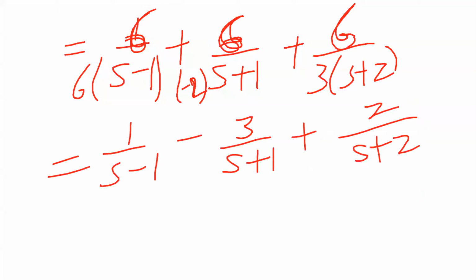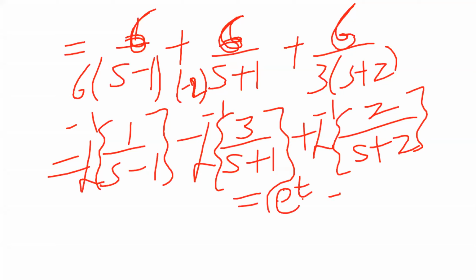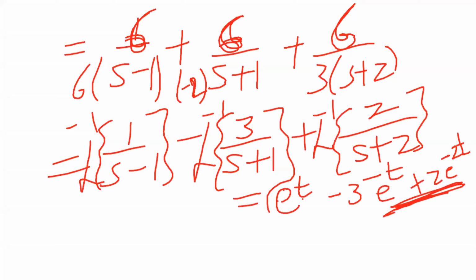Finally, we apply L inverse on the right side. Taking L inverse of 1 by s minus 1, L inverse of 3 by s plus 1 and L inverse of 2 by s plus 2. L inverse of 1 by s minus 1 is e power t. Minus 3 is a constant, L inverse of 1 by s plus 1 is e power minus t. Plus 2 is a constant, e power minus 2t. This is the required result. So after we find the partial fractions, we simplify, then apply L inverse on both sides.